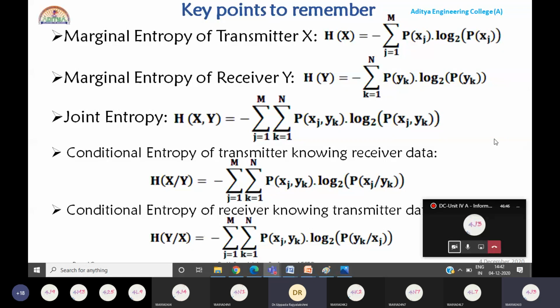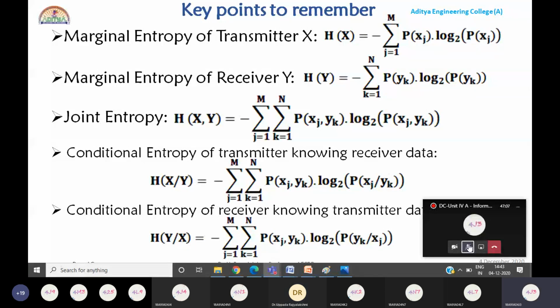Please tell me what is marginal p of xj? What is p of xj? P of xj is the marginal probability matrix of the transmitter events. Yes. Okay, read the other ones.